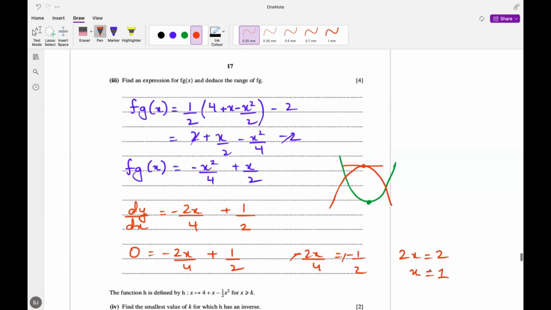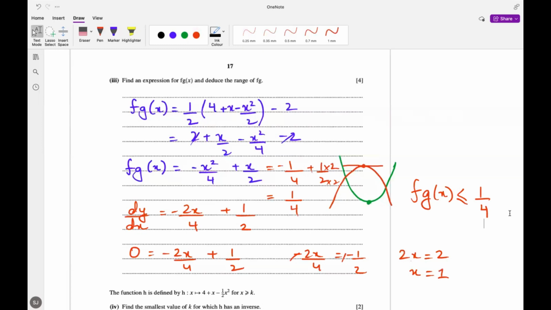Now once we have the value of x as 1, we'll substitute to find the value of fg. So substituting x over here, we'll get minus 1 squared upon 4 plus 1 upon 2. So negative 1 upon 4 plus 1 upon 2. The value of the function fg will become minus 1 plus 2, which is 1 upon 4. Now as this was the maximum point, the range of fg will be less than or equal to 1 upon 4.